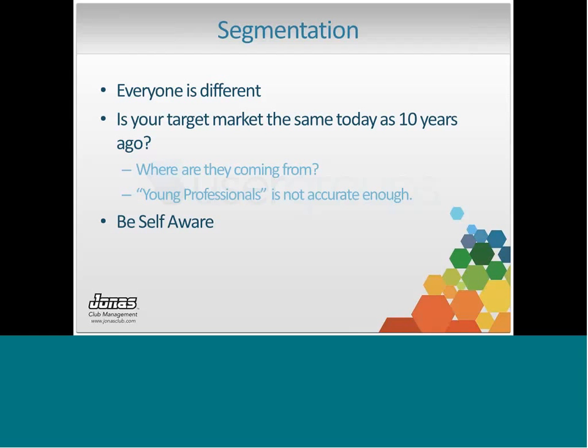Just saying young professionals or any other generic term is not enough. Really better understand it. Do you want young professionals with a family? Do you want young single professionals? Are you going to focus mainly on specific types of businesses? Are you going for doctors or lawyers? Do you already have a large number of these people? All of these things are really important to help you understand where to market your club and how.